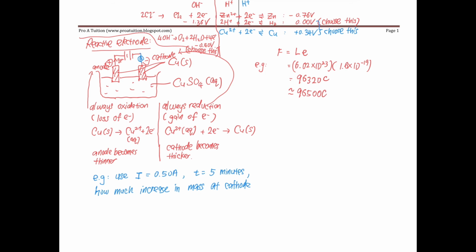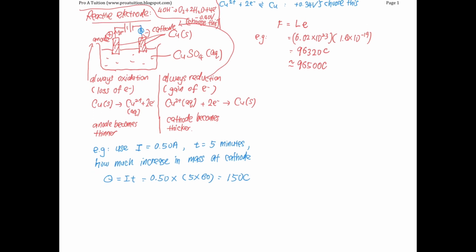First, to do these questions, we use Q equal to IT. Q equal to IT, 0.50 times 5 minutes. So 5 minutes we change to second, the SI unit, 5 times 60. So we count this, 5 times 60, and then this is equal to 150 coulomb. So this is the amount of charge that involved in this 5 minutes electrolysis.